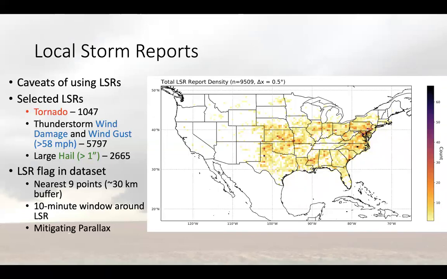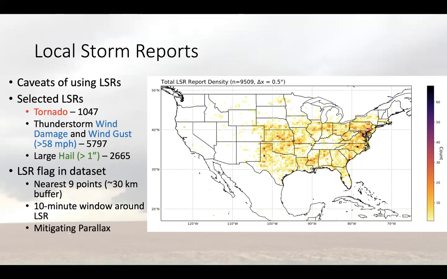But what we're really trying to get at in this case is where these severe phenomena are occurring and what the GLM and the ABI are seeing with respect to that phenomena. So we took the data set that we originally had, and we created an LSR flag for all of the points that were available. We plotted each LSR point and then found the nearest 9 points on that 20-kilometer grid. Those were then sampled to create about a 30-kilometer buffer around that region.